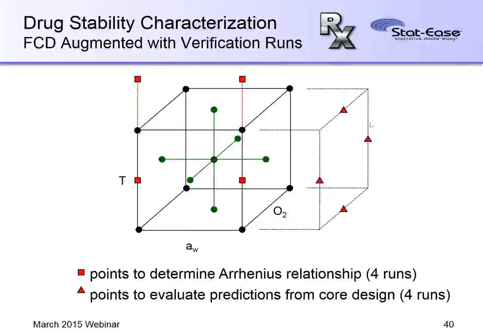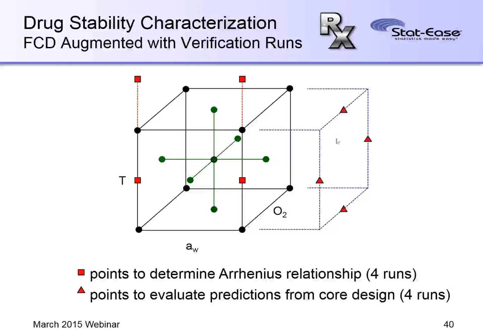Also, we'll go ahead and incorporate some additional points in the design space to help us evaluate predictions away from the cube. The reason why we pick these points here, and we don't pick them on the left-hand side, is because at these points the degradation is actually faster because water is higher, oxygen is high, and so on.